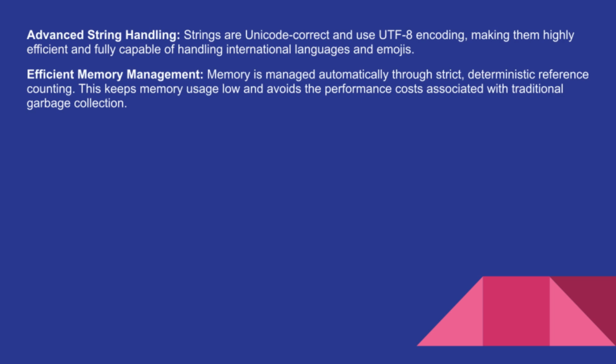Moving on to how Swift handles things under the hood. First, let's talk about advanced string handling. Swift strings are fully Unicode correct and use UTF-8 encoding. This means it natively and highly efficiently handles international languages, special characters, and emojis out of the box without breaking character counts or memory alignment.